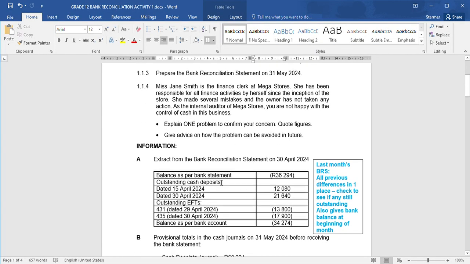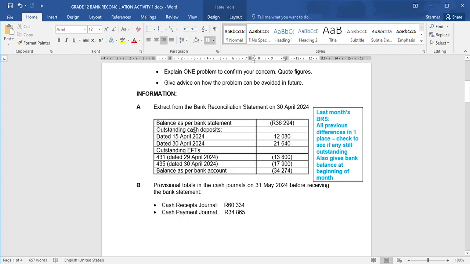Right, let's look at the information. The first thing that they give you is last month's bank reconciliation statement. This is very useful because all the differences from previous months are in one place. So you're not going to need to go back and recompare your bank statement and your journals. You can just work with the current month's bank statement and journals. So you don't need to look back and see what the differences were for previous months because they're summarized here.